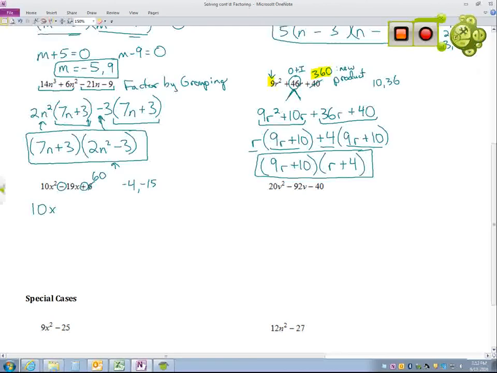So I have 10x squared minus 4x minus 15x plus 60. Okay, again, it doesn't matter if the negative 4 is in front of the negative 15. You do need to make sure you put an x on both of those, though. We need the variable with those because that's part of the middle term. All right, so now we factor by grouping. Looking at the 10x squared minus 4x, both of those share an x and also a 2. So we can pull out a 2x, and we're left with 5x minus 2.